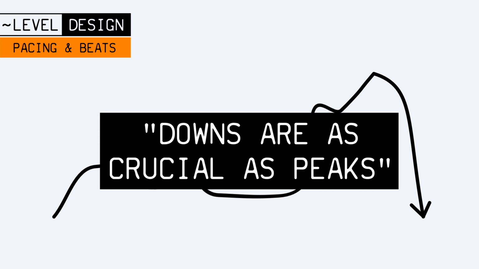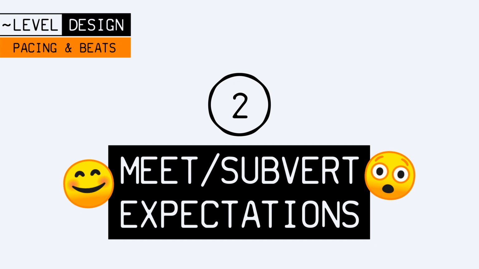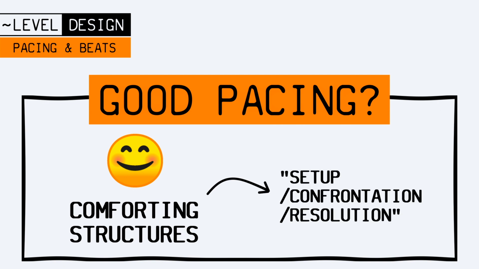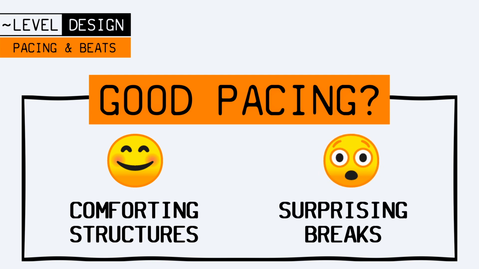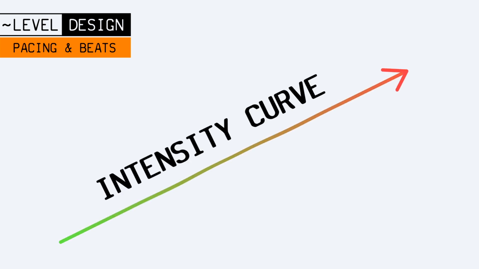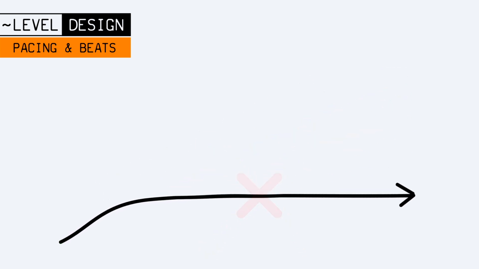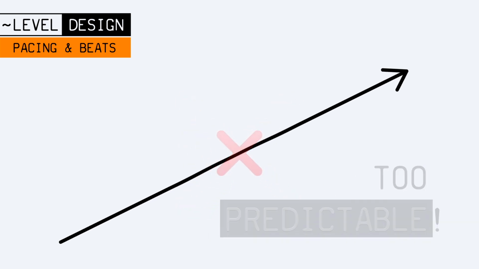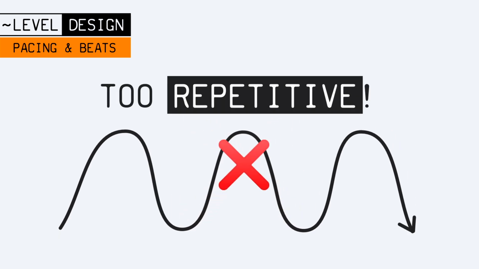Following up on this idea of variations, it's essential to try and sometimes match and sometimes subvert the player's expectations. Good pacing should offer comforting structures, such as the well-known setup, confrontation, resolution, three-act scenario, but also surprising breaks here and there. If we come back to our idea of the intensity curve, having a straight line like this is better than a flat one, because at least the tempo has some movement, but this movement is too predictable. Even a pattern of ups and downs like this is repetitive and lacks variations.